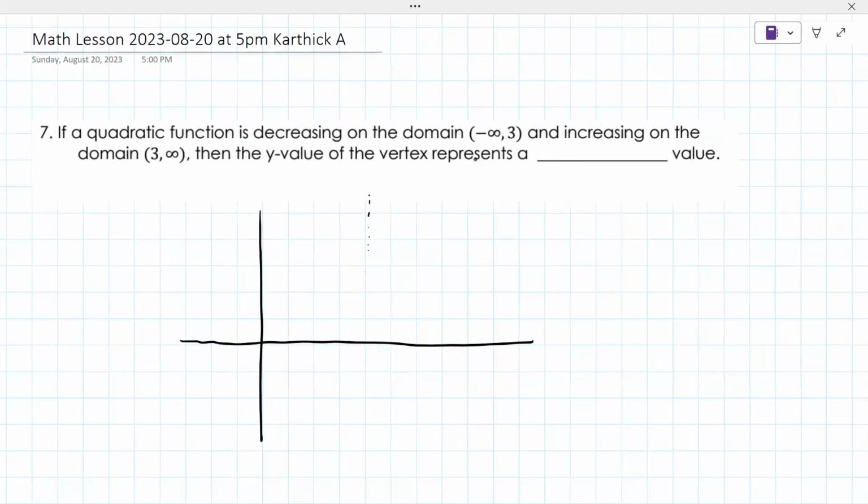There's the correct, there's 3. We don't know where the vertex is exactly, but let's just say it's there, decreasing and increasing.